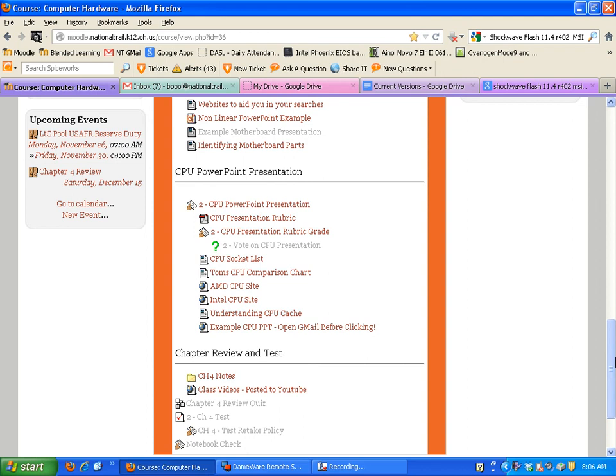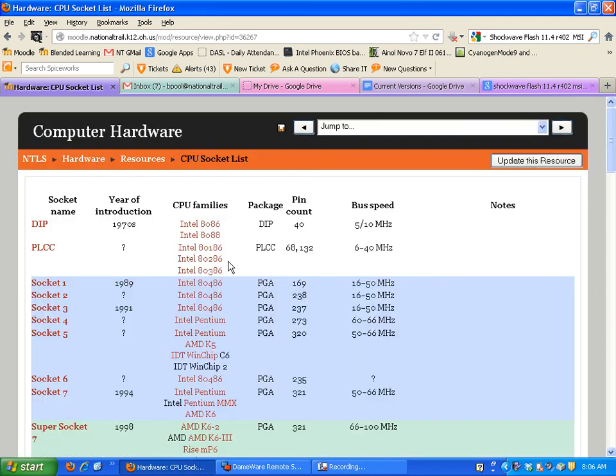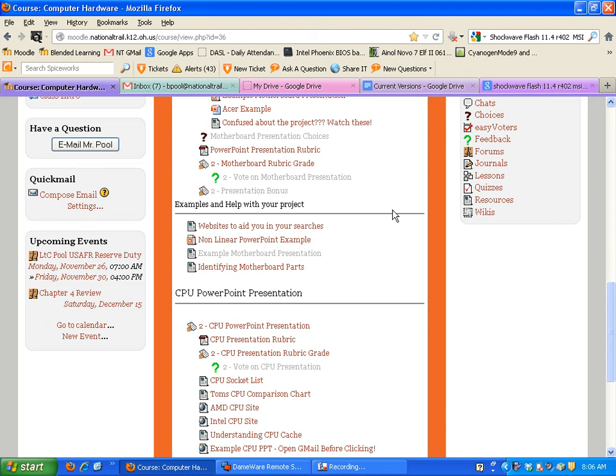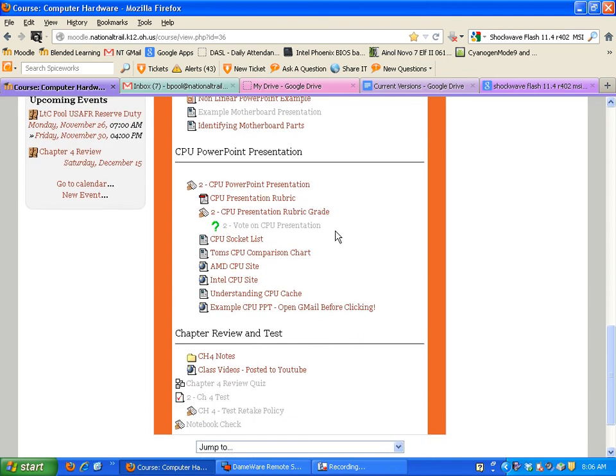Okay, I've got some other links down here for you guys. There's a list that I pulled off of Wikipedia of all the different sockets. It shows the supported bus speeds over here. It shows whether it's PGA or LGA. It says how many pins it has. Okay, so I've got some links. Did that open a new window? So there's the socket list, which came off of Wikipedia. I need to look and make sure I've got it updated.